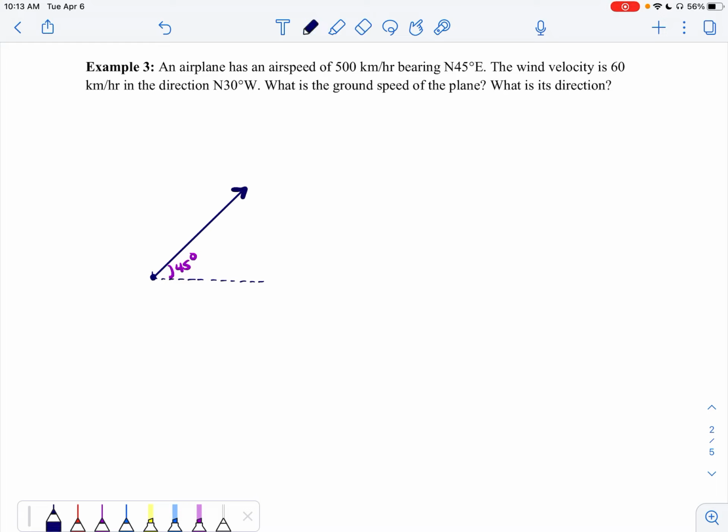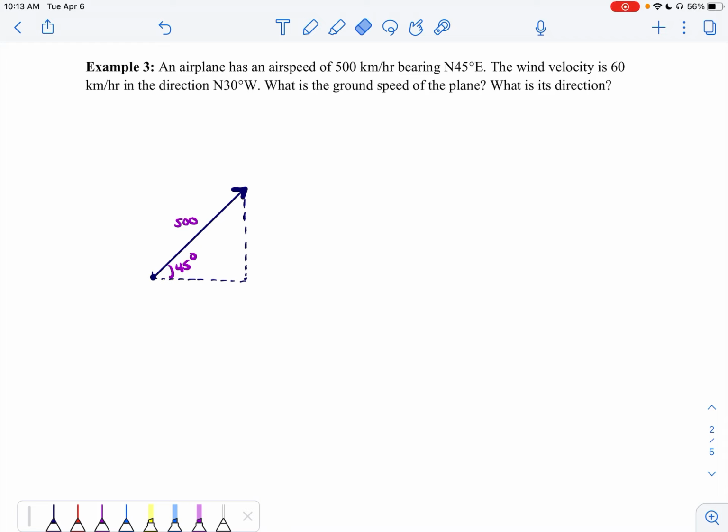All right, and that was traveling at 500 kilometers per hour. So my hypotenuse is 500. I'm going to think about my little right triangle here. Okay, so that's my plane.